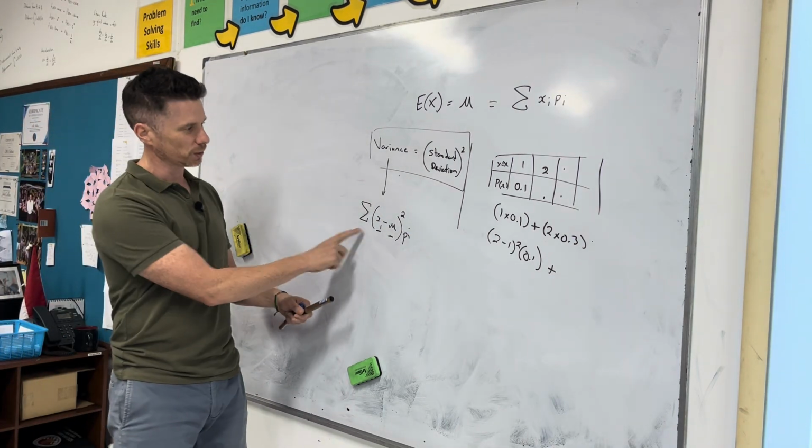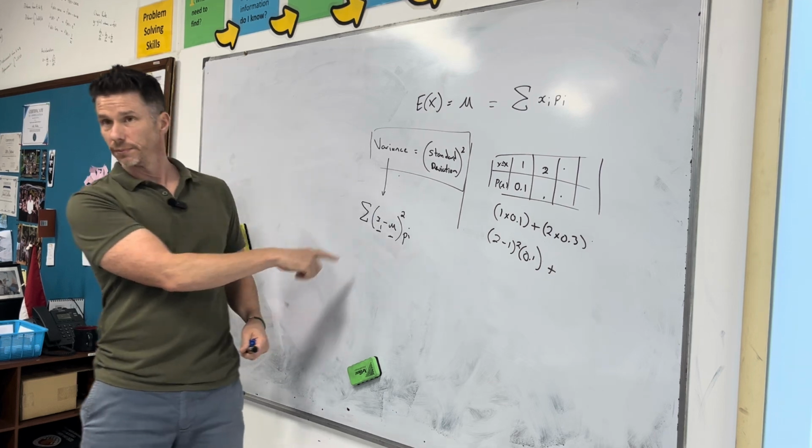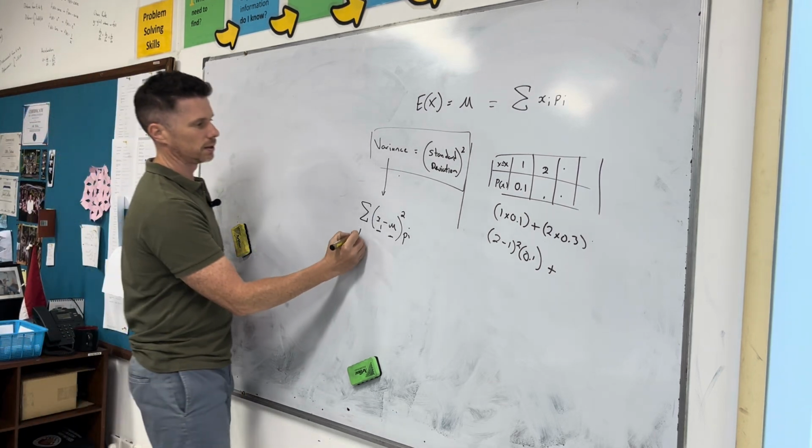That's why it's a sum of all of them. The sum of all of them. That's what the sigma means. Add them all.